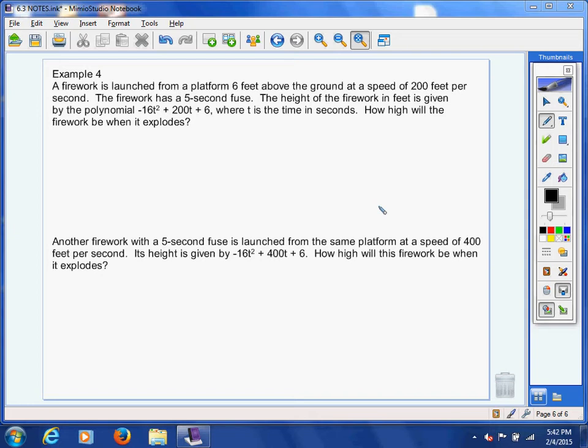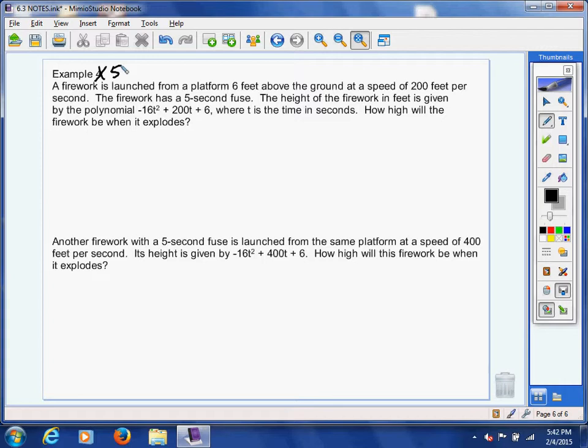Eighth graders, this is our very last example. I think it should say actually example 5 because we just got done with example 4. So you can change that on your notes and just type that in or handwrite it in. Example 5. Now we're going to do an application problem.